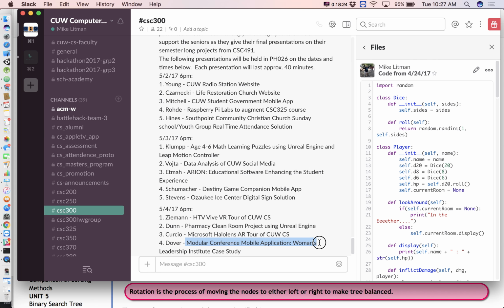Alex Dover is working on an app specifically for Women's Leadership Institute from the theology department here on campus. But he's writing the app as a modular mobile app where it could be revamped for other conferences easily. So the idea is the website that drives it, where you can put in your various speakers and that kind of stuff. But the initial case study for it is you will use that tool to generate the conference app for this Women's Leadership Institute conference.